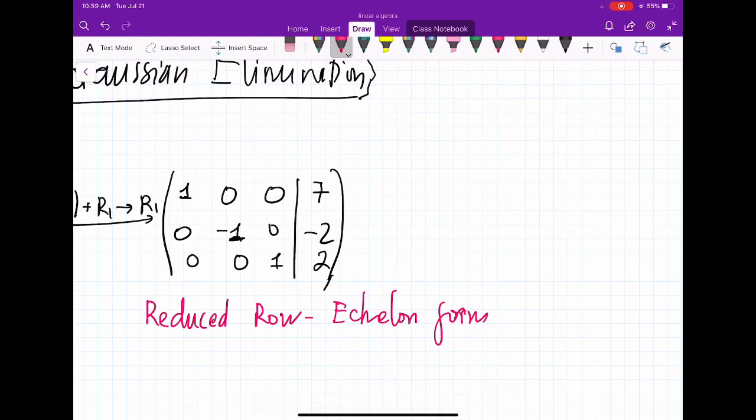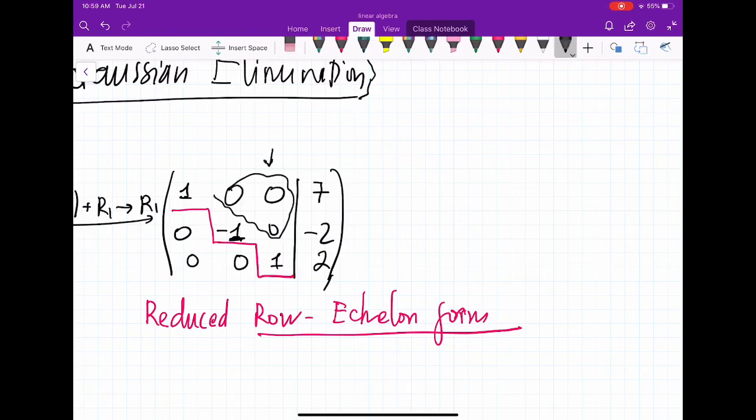What does it mean, reduced? If you have this part only, you have row echelon form. But if you reduce everything in here, right? So this is reduced.